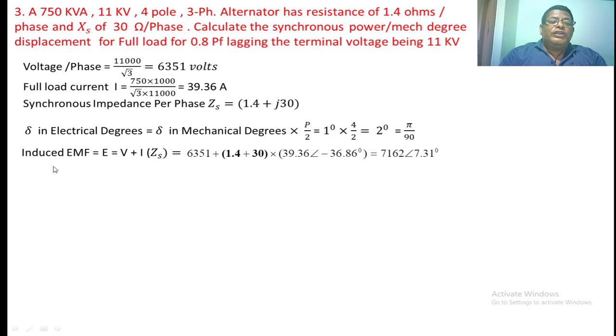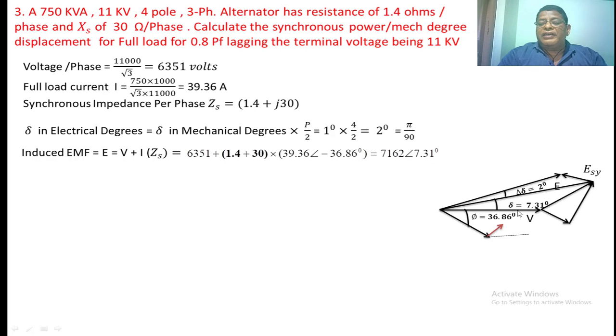Now you are going to find the induced voltage. Induced voltage E equal to V plus I into Zs. In place of Zs you take this value. Substitute all the values, simplify, and finally if you keep that value in polar form, you are getting 7162 at an angle of 7.31 degrees. So this is the phasor diagram.